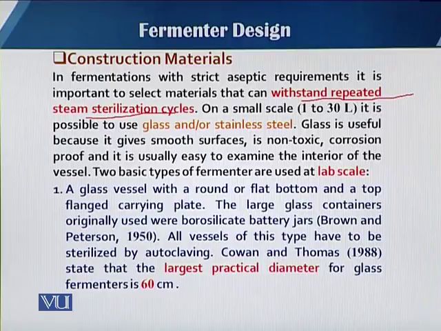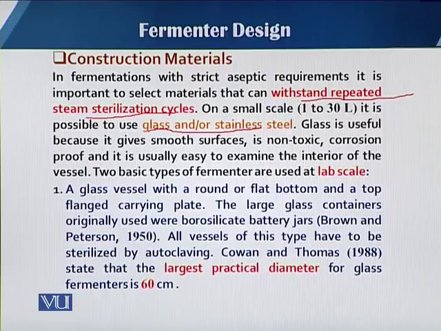So when there is heat, we have to keep it under pressure. We know that in the autoclaving process, or sterilization process, the temperature normally has to be raised to 121 degrees Celsius, and the pressure at that point is mostly 15 pounds per square inch. So there are two major options: one is glass and the other is stainless steel.